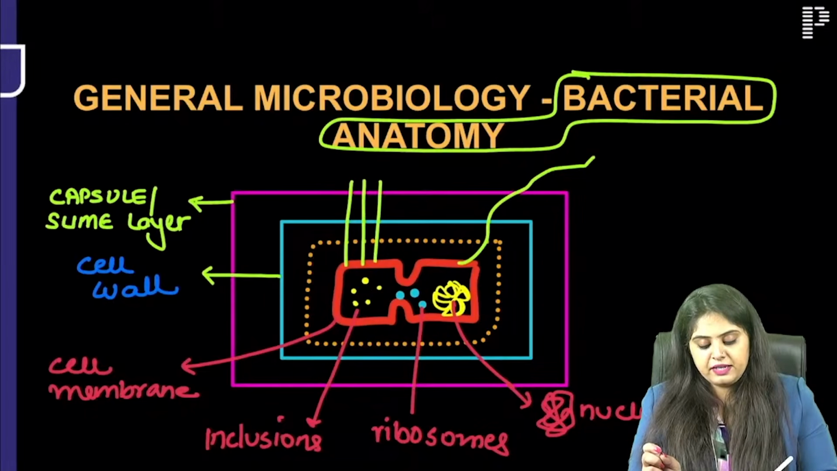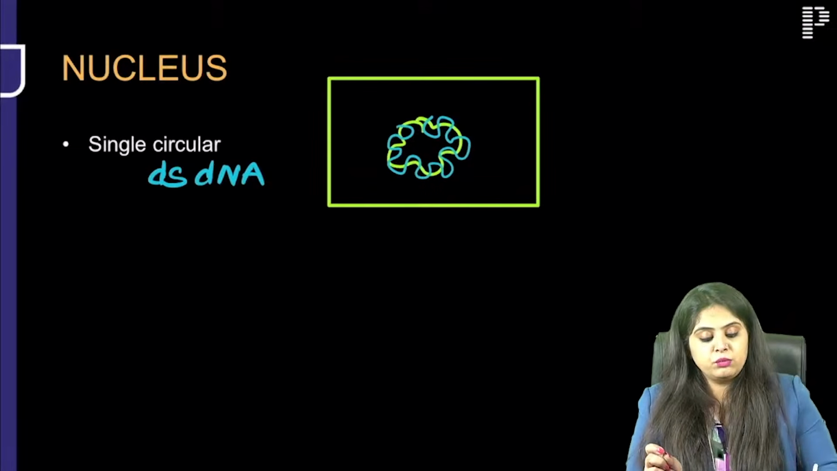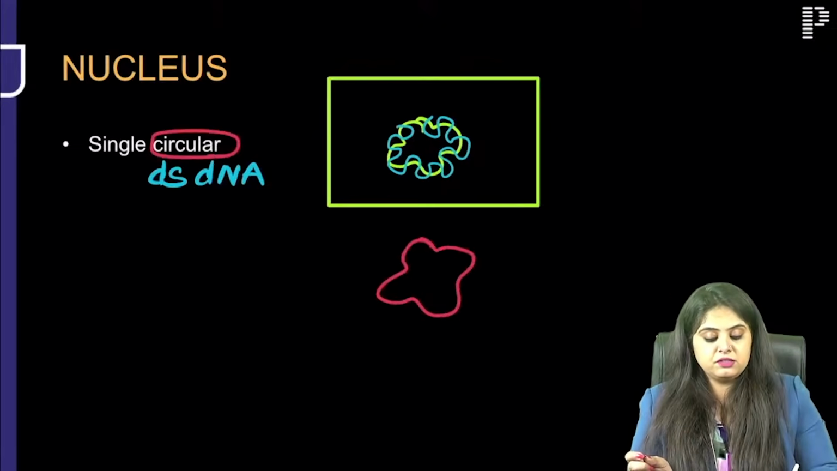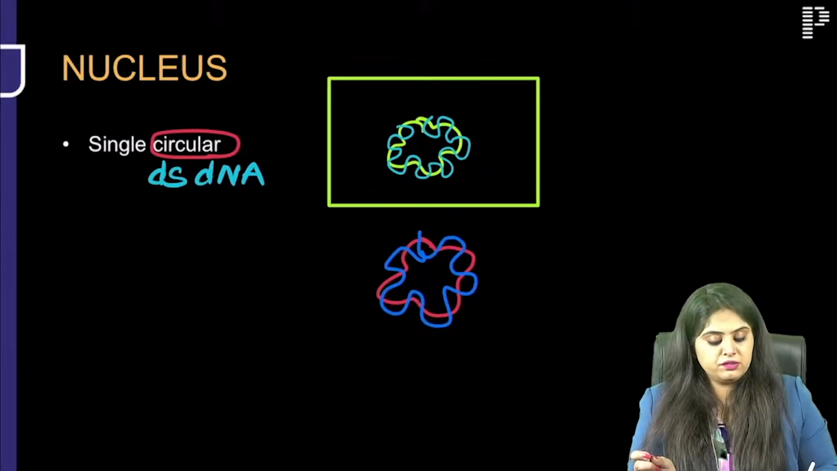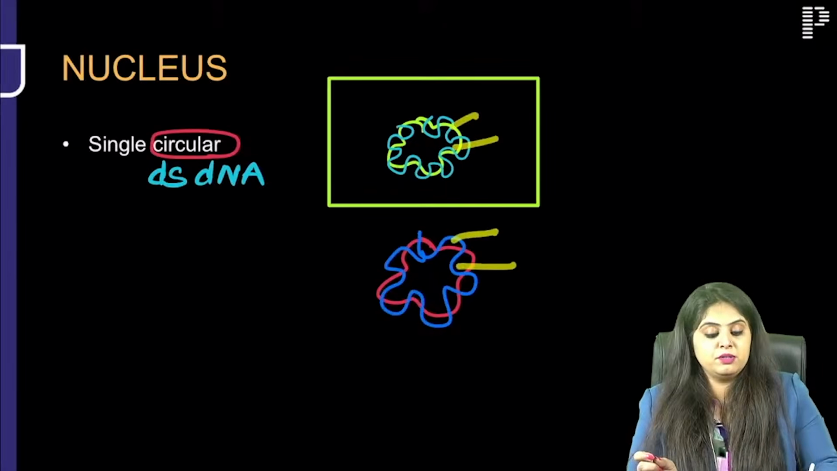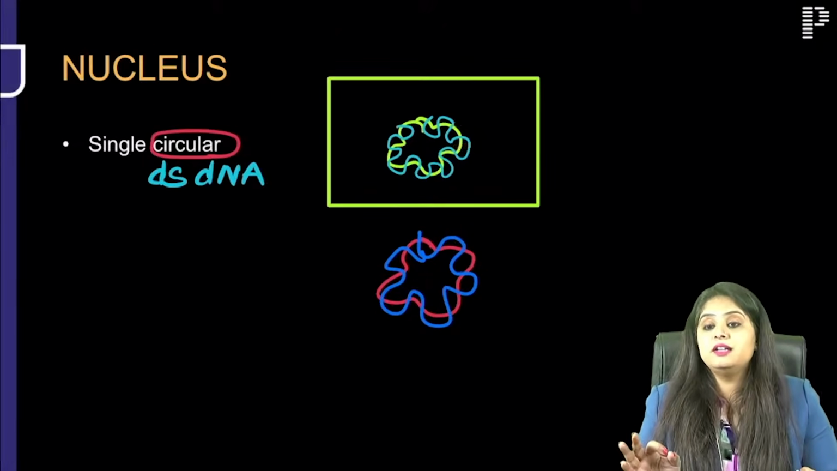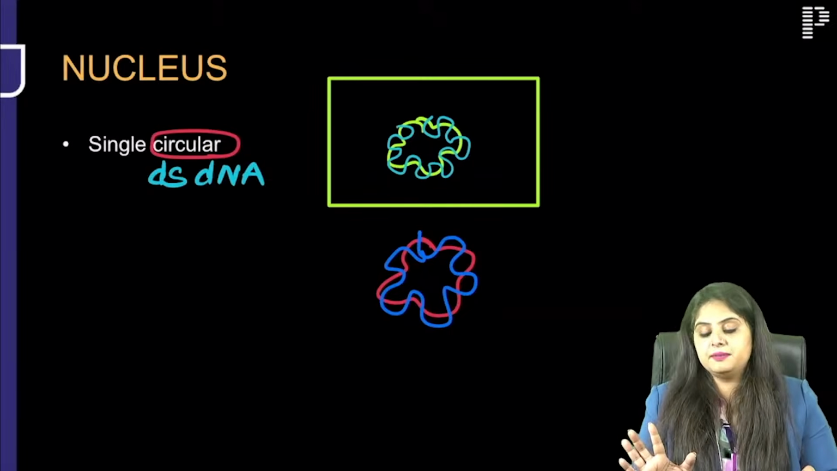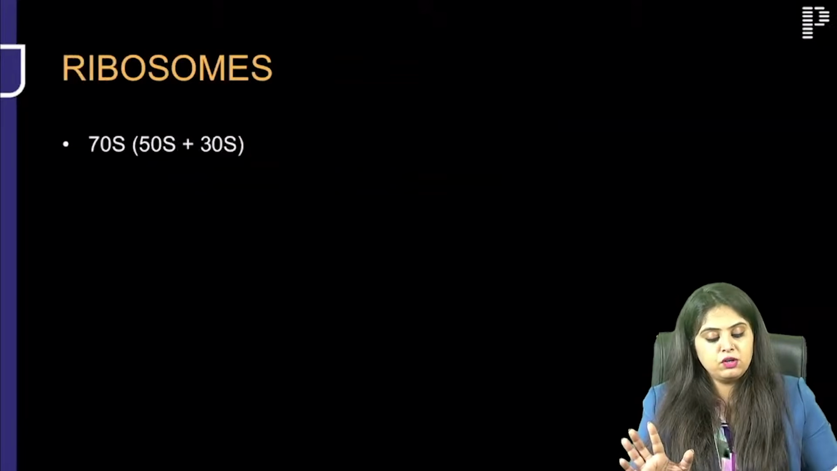When I say that there is a nucleus over here, what is the shape of the nucleus? I'm always making it circular. Am I making one circle or two circles? I'm always making two circles. Look, every time two colored circles are coming, because which DNA is it? It is a double-stranded DNA. Have you understood the nucleus of a bacteria? Double-stranded DNA.